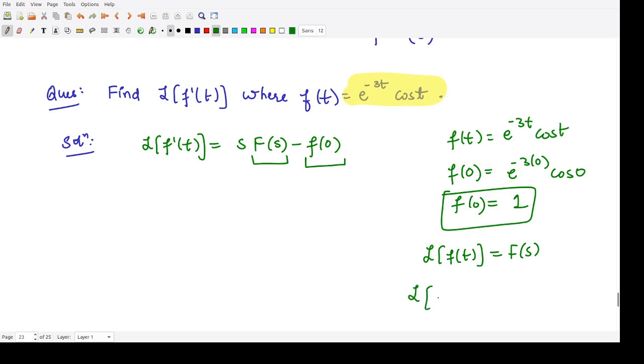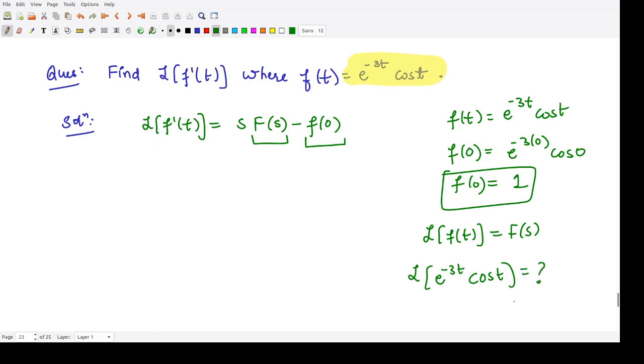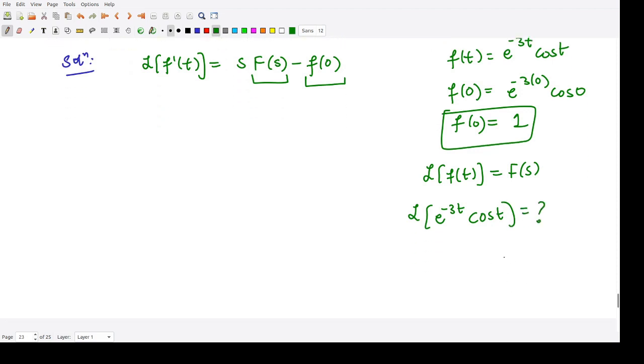So the Laplace transform of e to the power minus 3t cos t. What would be this? Here we would have to apply the first shifting property. So we know what is the Laplace transform of cos t. It is equal to s divided by s square plus 1. Now because of the shifting property, we are just replacing s with s minus of this coefficient, so s minus of minus 3. So we are replacing s with s plus 3.